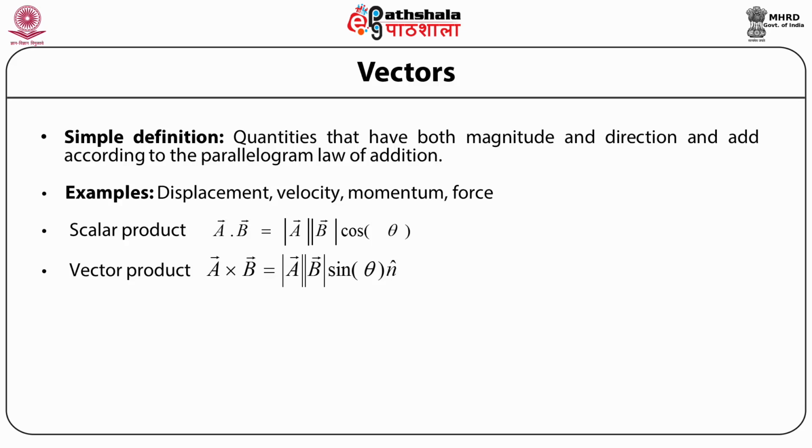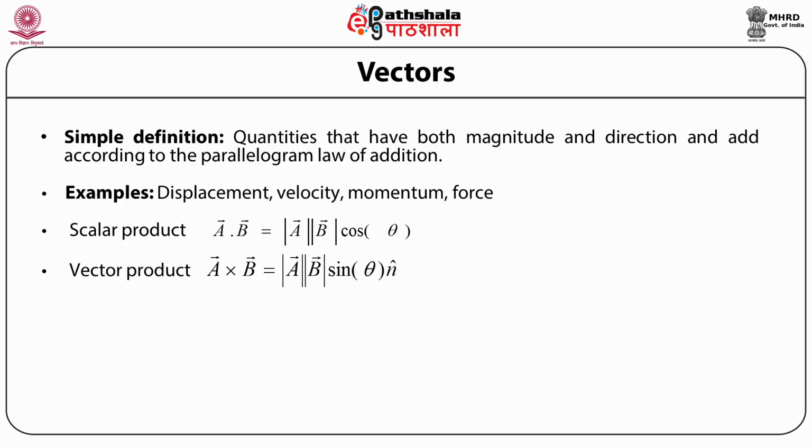Here it is important to note that the direction of the unit vector n is given by the right hand screw rule, where if the fingers are moved from the direction of vector A to the direction of vector B and curled in such a fashion, then the direction of the thumb gives the direction of the unit normal vector, which is the direction of the vector A cross vector B.